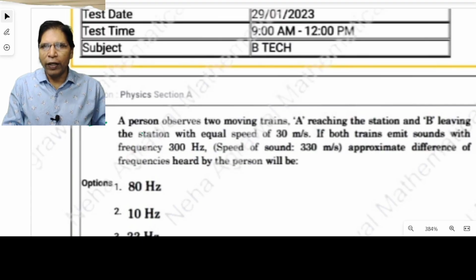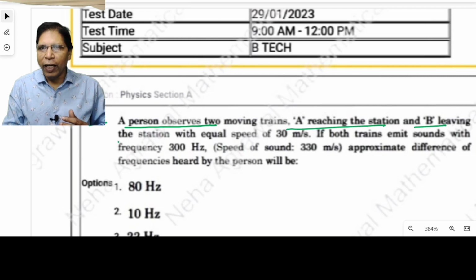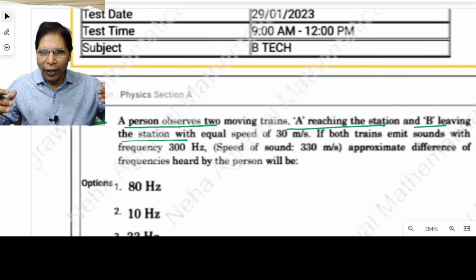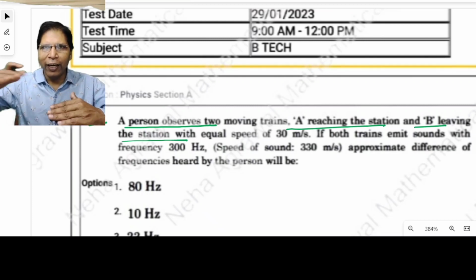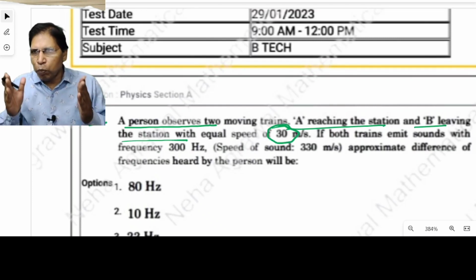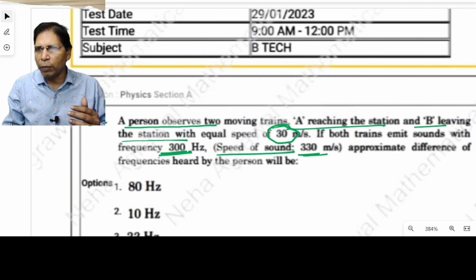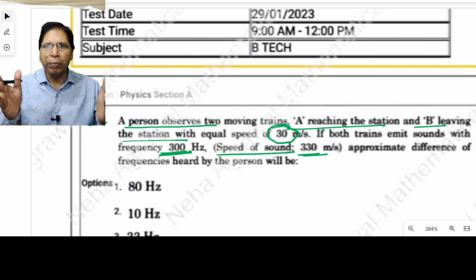Now question number 1. A person observes two moving trains, A reaching the station and B leaving the station, with equal speed 30 meter per second. One is reaching the station and the other is leaving the station. Both have velocity 30 meter per second. If both trains emit sound with frequency 300 hertz, and the speed of sound is 330 meter per second, find the approximate difference of frequency heard by the person.